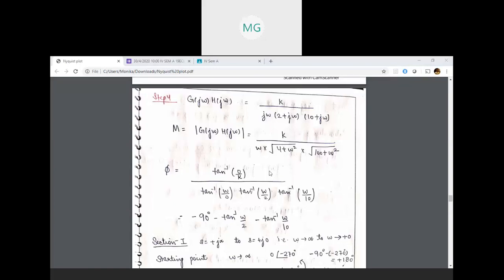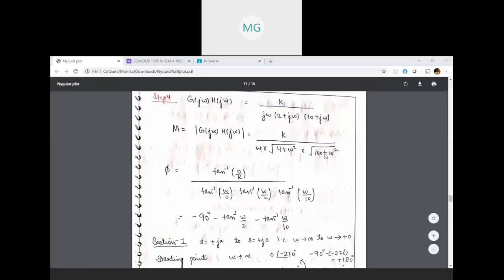Phase angle, how will you find? Tan inverse of imaginary part by real part: tan inverse omega by 0, into tan inverse omega by 2, into tan inverse omega by 10. Bring the denominator part to the numerator and substitute a minus sign. So you get minus 90 degrees for tan inverse infinity, minus tan inverse omega by 2, minus tan inverse omega by 10.